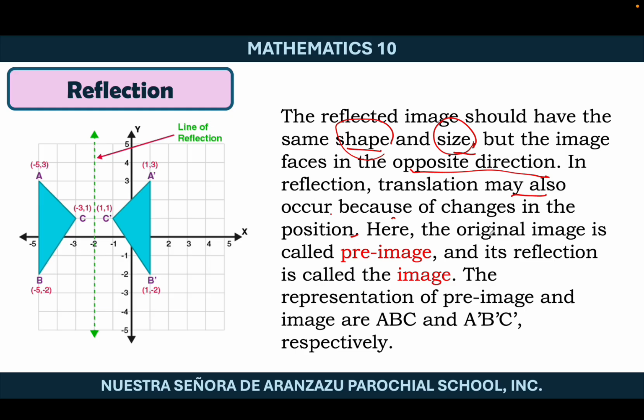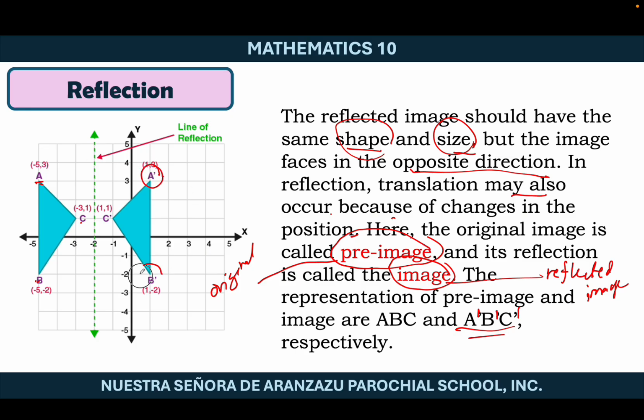On this type of transformation, the original image is called the pre-image and the reflected image is called the image. So, yung pre-image, ito yung original. Yung image naman, this is the reflected image or like reflected figure. Okay. So, we are also using a prime symbol to represent the reflected point or reflected figure. So, let's say this is point A, point B, and point C. So, to indicate the reflected point, we are using a prime symbol. Ayan.